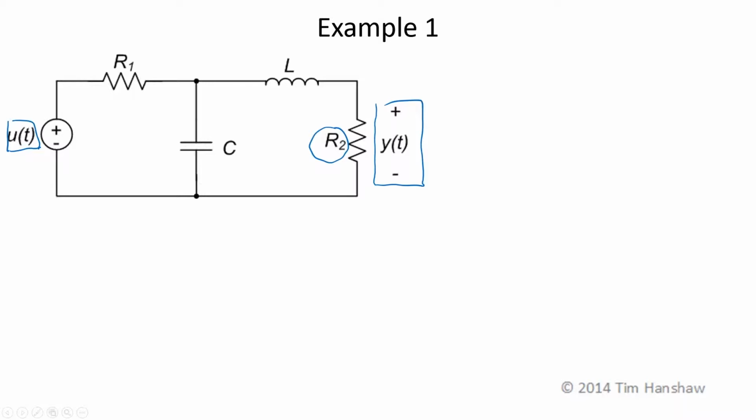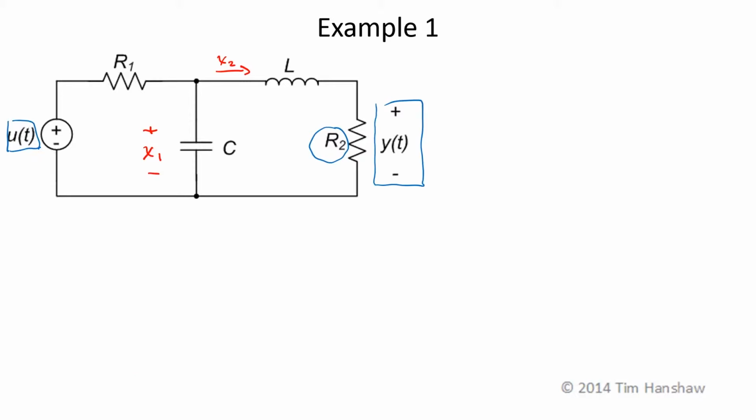We know that capacitors store energy as voltage, so it's natural to choose a state variable as the voltage across the capacitor. I'll call that x1. Inductors store energy as current, so it's natural also to choose a state variable as the current through the inductor. I'll call that x2.